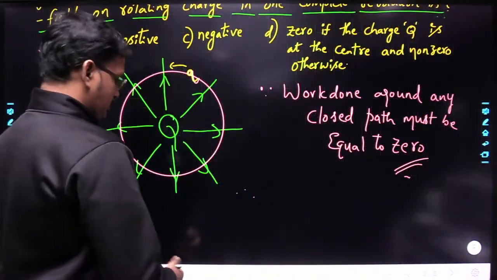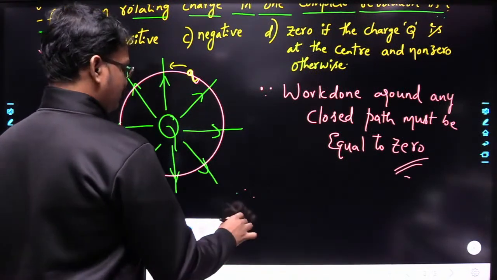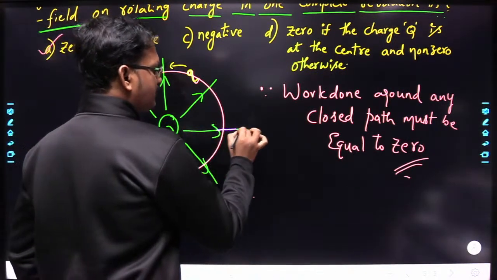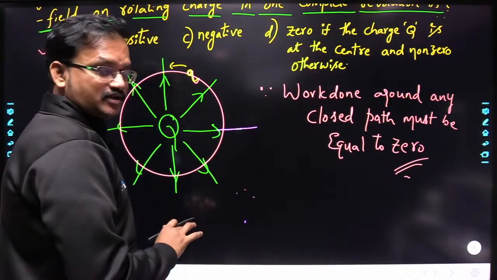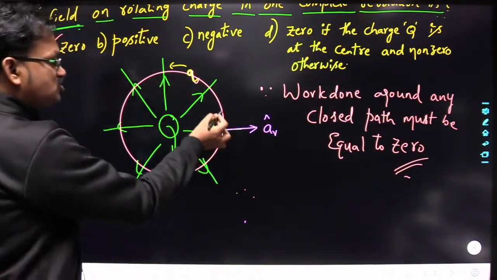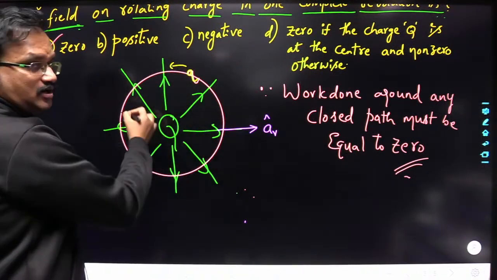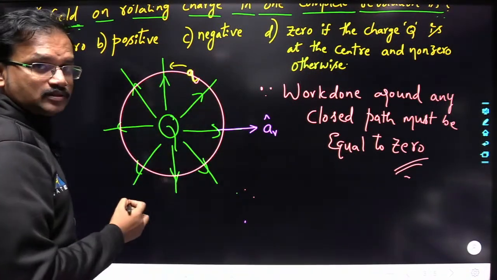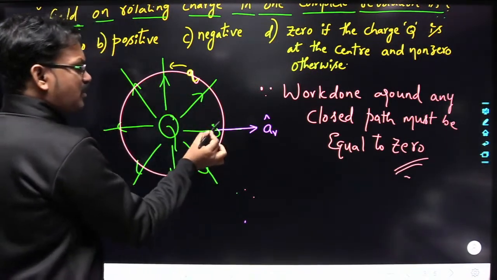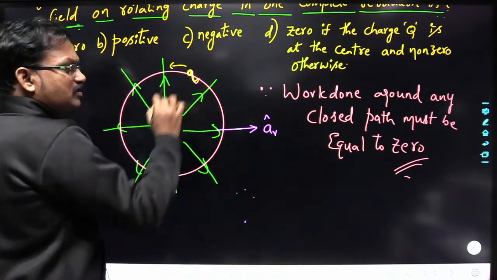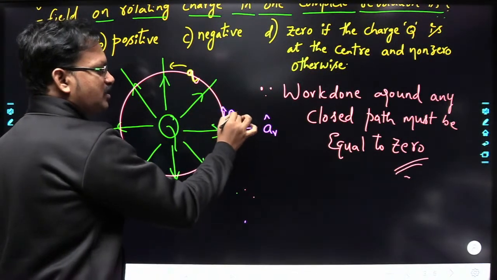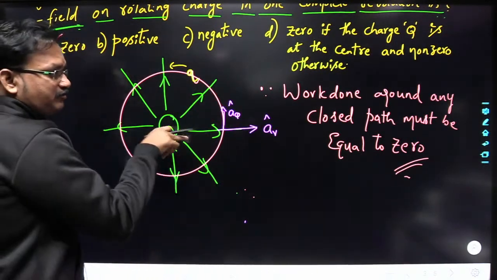See here, we know that due to this point charge, the field is going to point in the radial direction, yes or no? That means it is in the r cap direction, and the charge is moving along the circumference of the circle. It is moving along the circular path. Understood? So the displacement of the charge is along the circumference of the circle, that means the displacement is in the phi cap direction, and the field is in which direction?